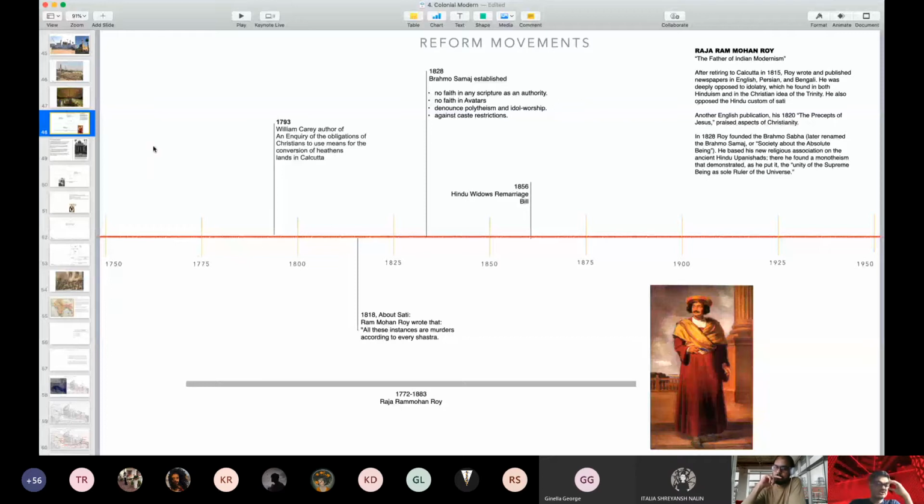Ram Mohan Roy was, of course, the pioneer of a movement called the Brahmo Samaj, and that itself left a long legacy and influenced architecture too in the country. But one of the important things was his fight against sati, which was an important thing that happened in Calcutta.